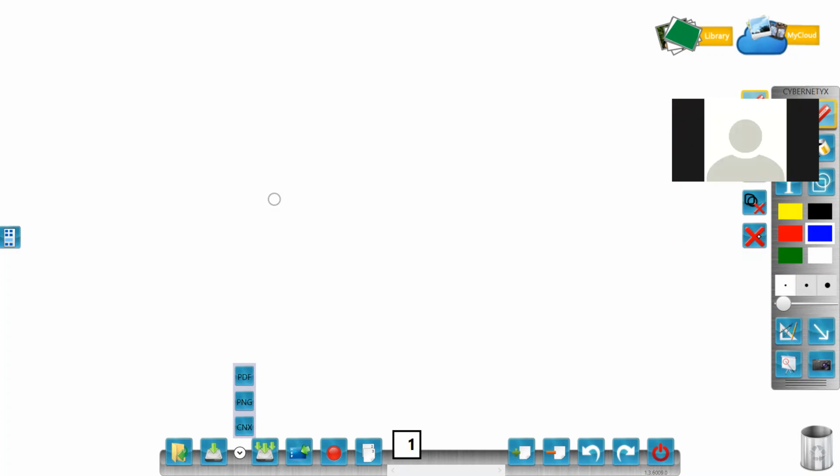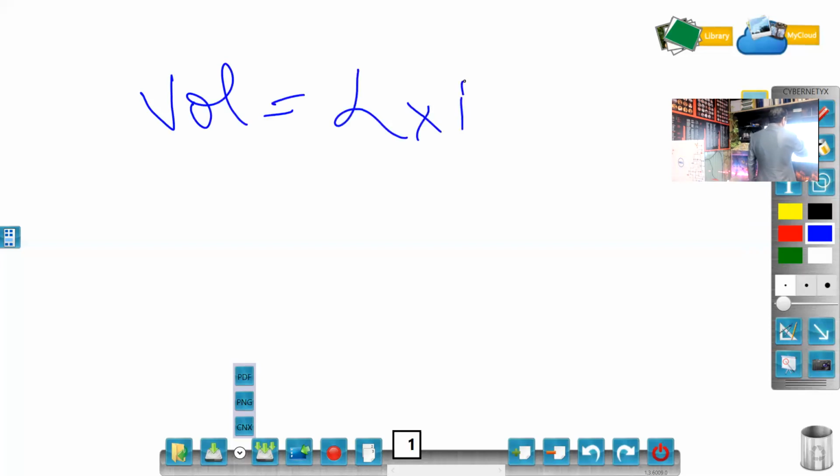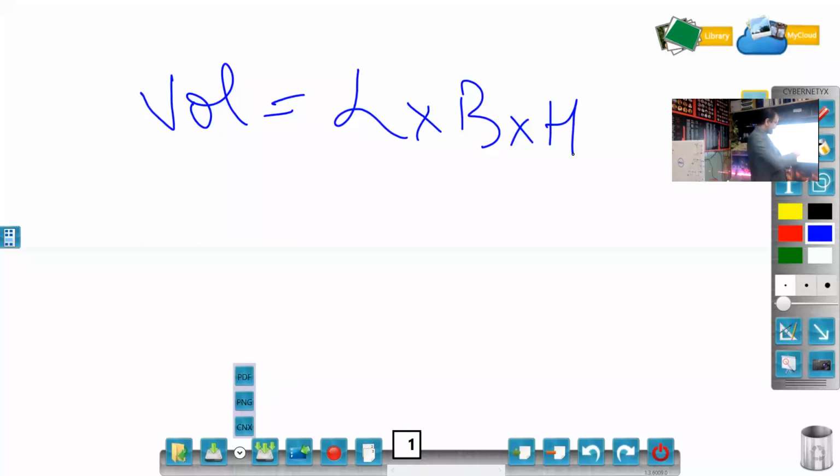So length into breadth into height. It means you have to take the length, the breadth, and the height also, to take the volume of anything, be it your chamber or the gestational sac. Clear up to now? Yes, sir. To take the volume of anything, we have to have length, breadth, and height, as well as height also.